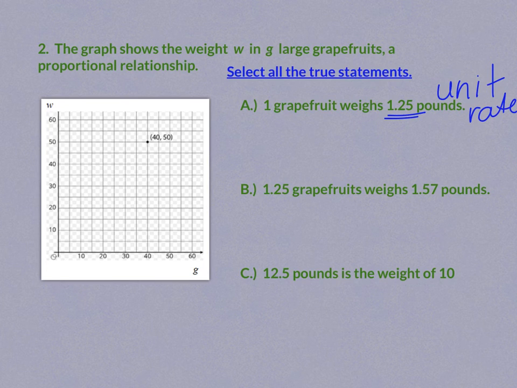So when I look at this, I see that G is at the bottom, or our x-axis. So remember, this is X, which is grapefruits. And W is the weight, which is my y-axis.